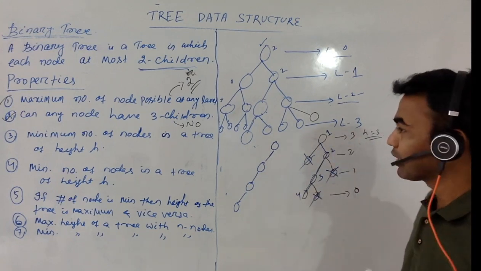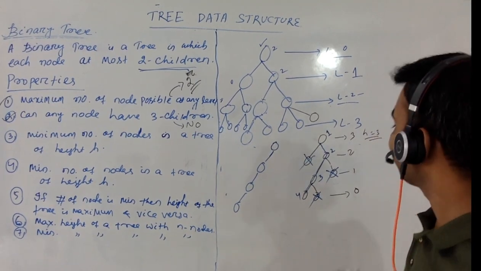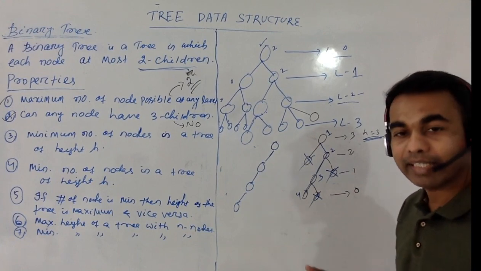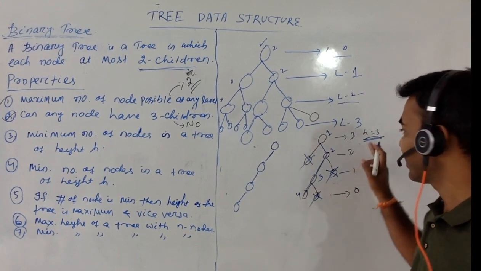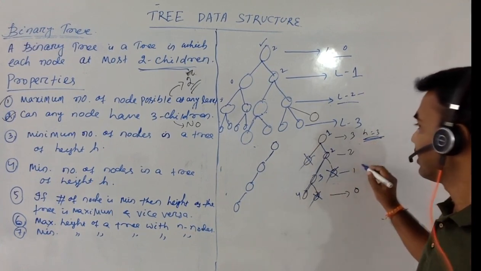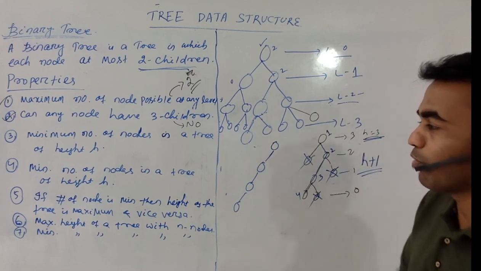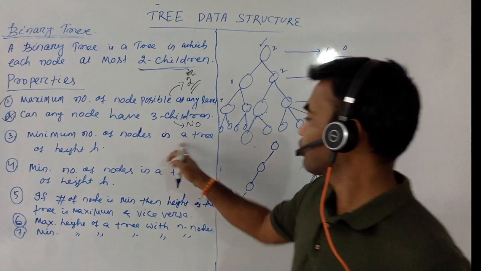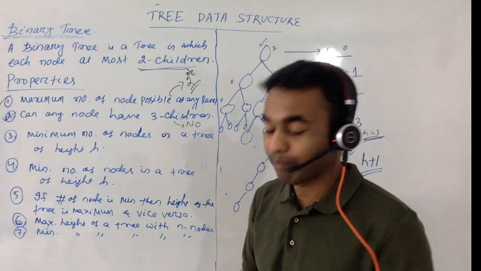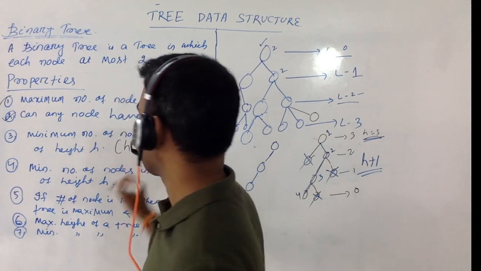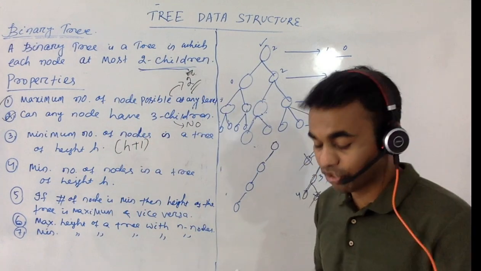That means if you are given a height h, the minimum number of nodes needed to create a binary tree of height h is h plus 1. I hope it is making sense. The minimum number of nodes in a tree of height h is h plus 1. If you are given that, then you can construct a tree of height h.